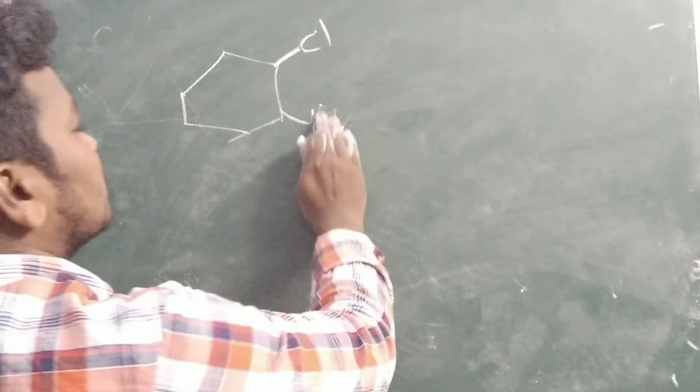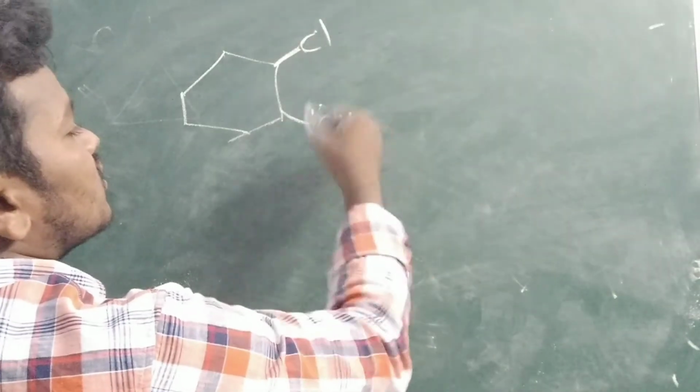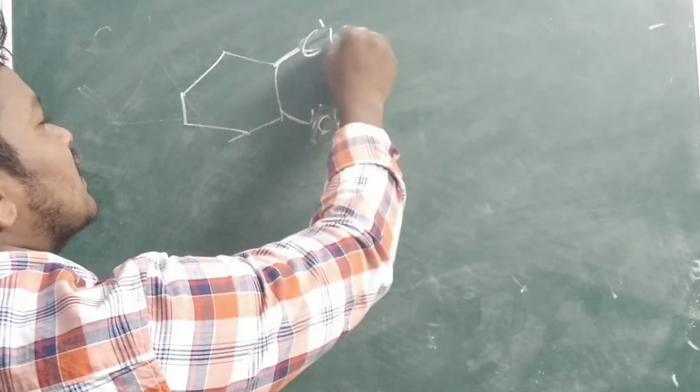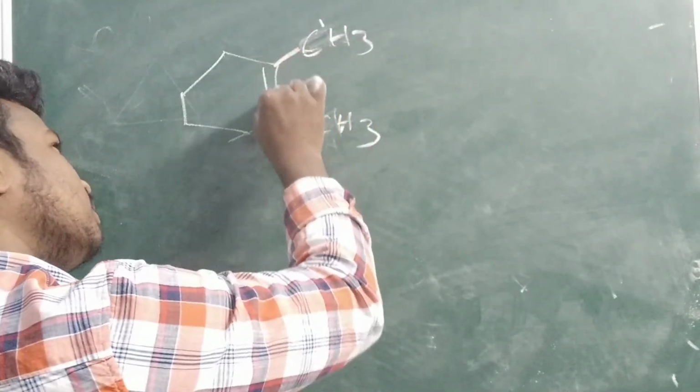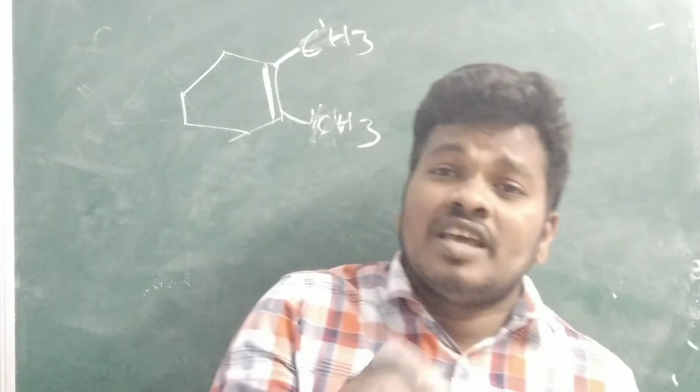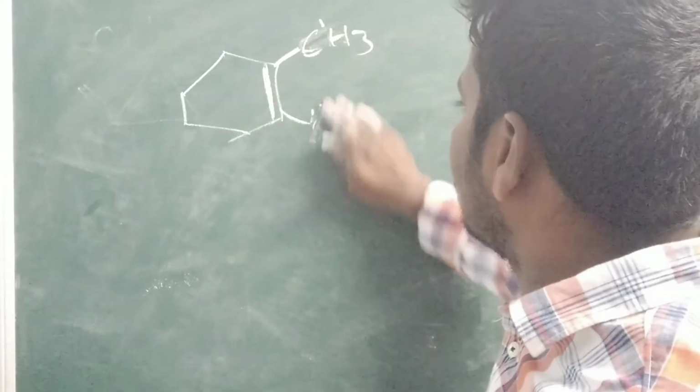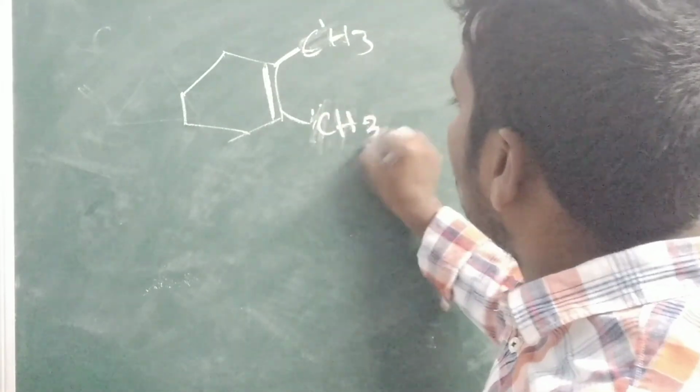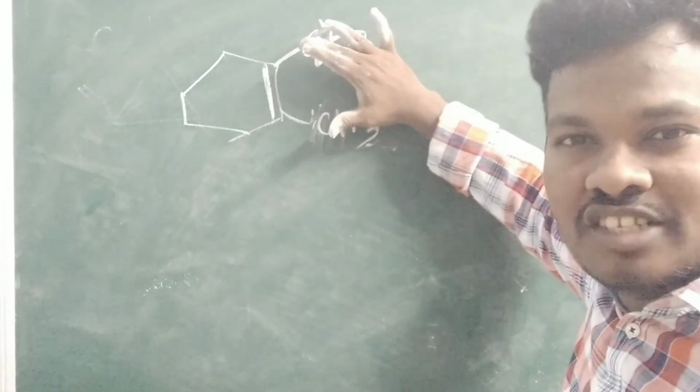Now you can see CH3, CH3. Is it exhibiting or not? What is it? Same groups. The same groups are present on the different carbons.